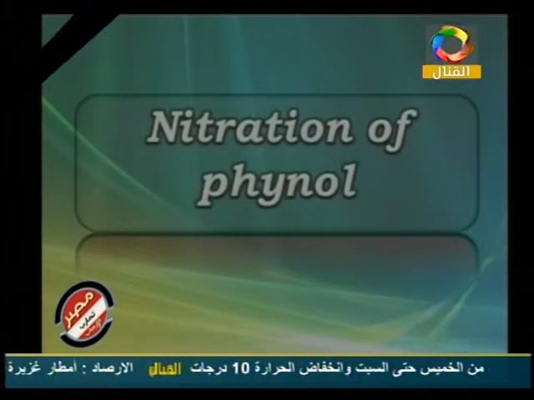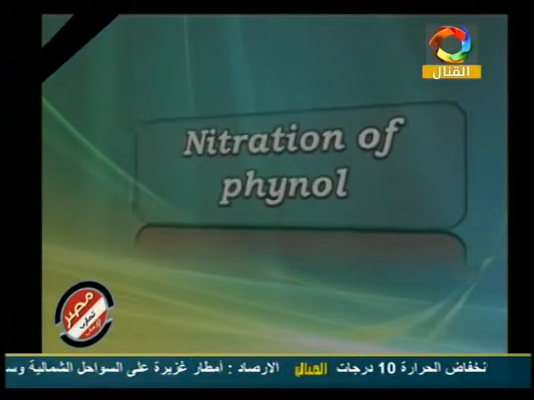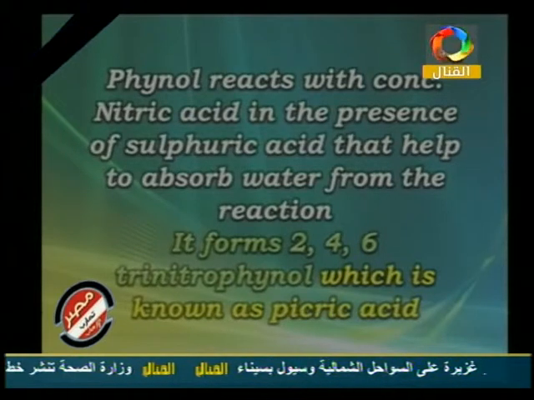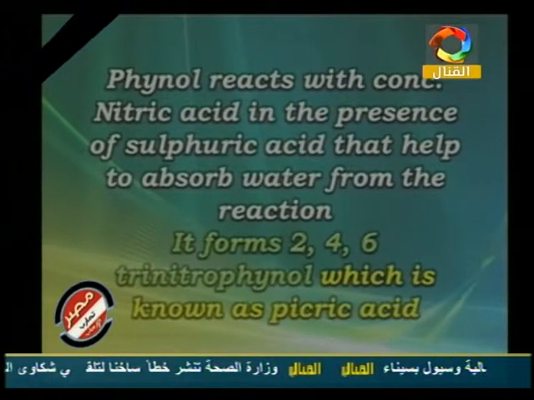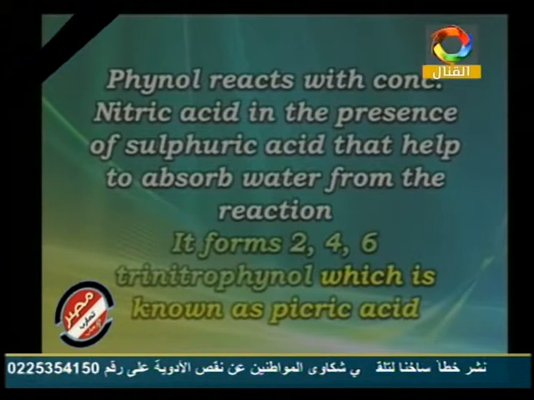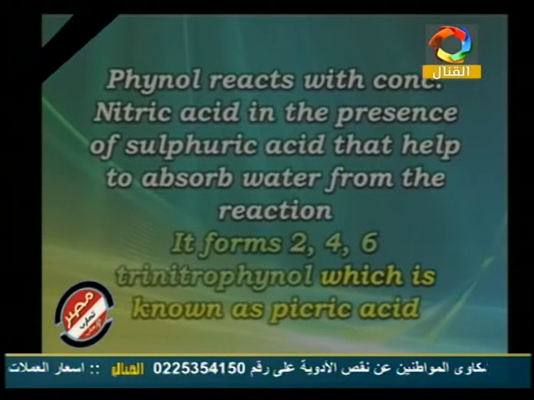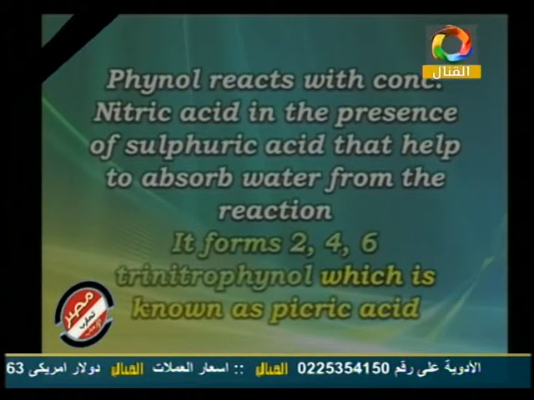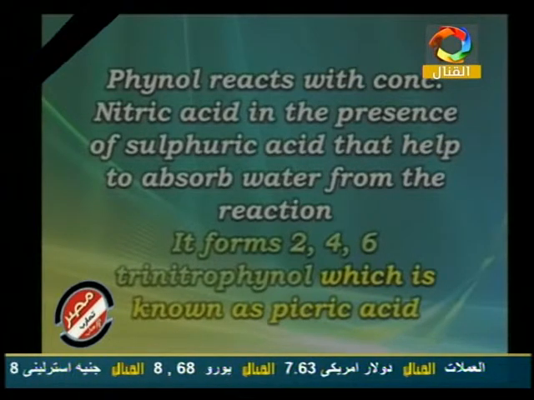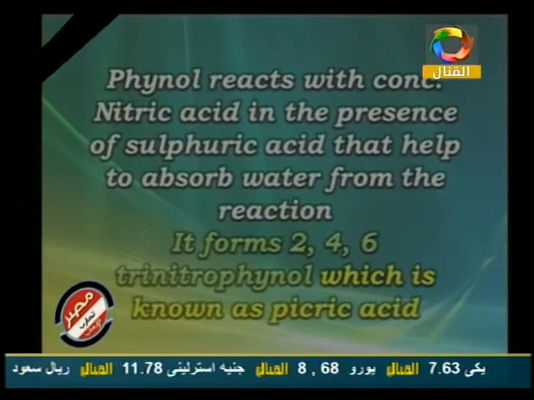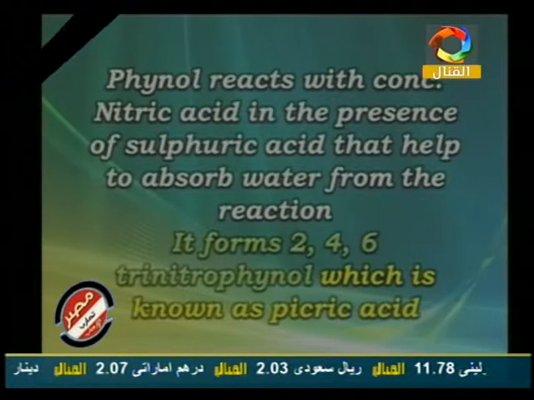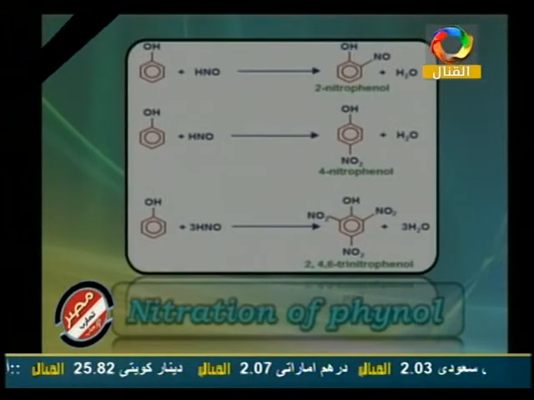We have nitration of phenol. What is meant by this? Phenol reacts with concentrated nitric acid. The nitric acid is one of the acids that reacts with phenol, in the presence of sulfuric acid. Why? Sulfuric acid makes what? It absorbs water from the reaction. If I have water in this reaction, sulfuric acid absorbs it. That helps to absorb water from the reaction and form 2,4,6-trinitrophenol, which is known as picric acid. Nitration of phenol. Here we have the reaction.